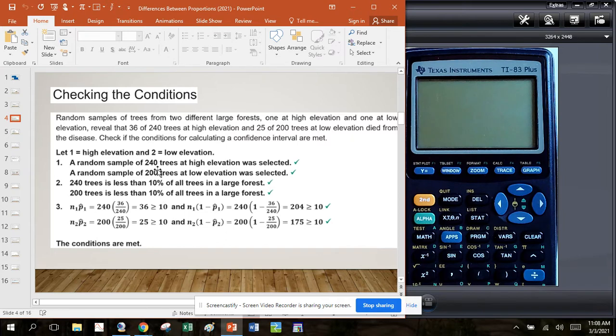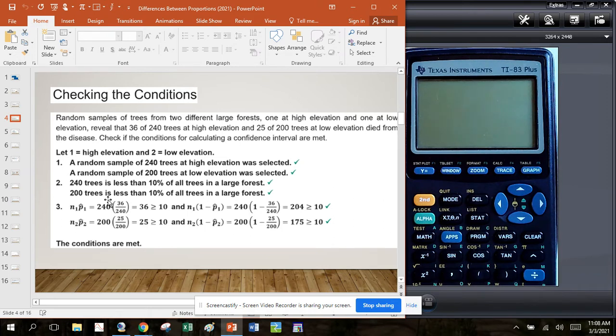So let's have a look here. We know that we have a random sample of trees from both elevations selected, so that's good. We can assume that there's going to be more than 2,400 trees in the large forest for the high elevation, and we know that 200 is going to be less than 10% of all the trees in a large forest for the other elevation.